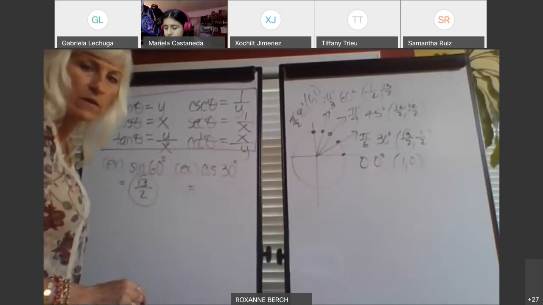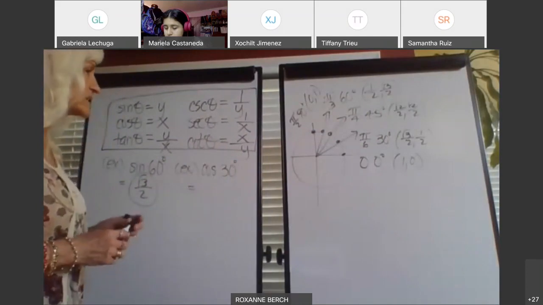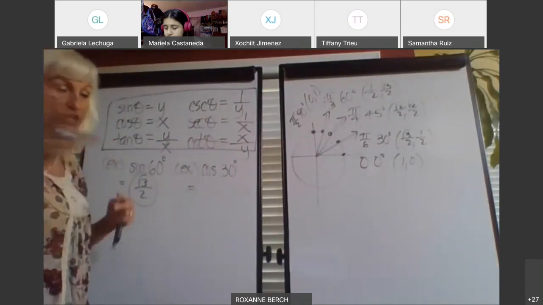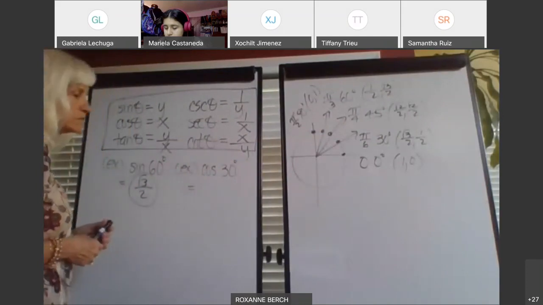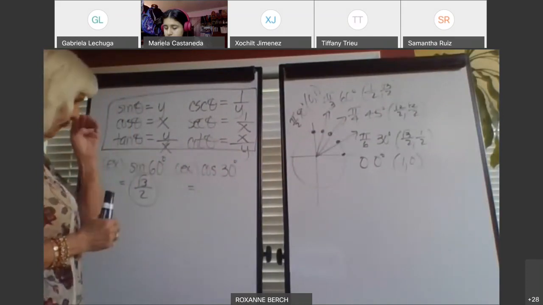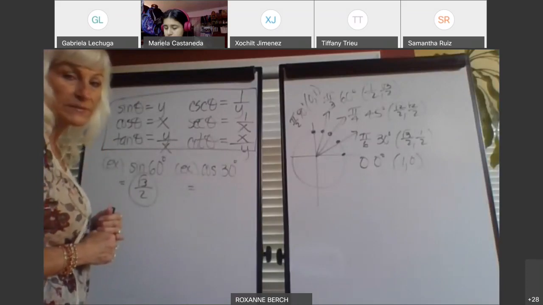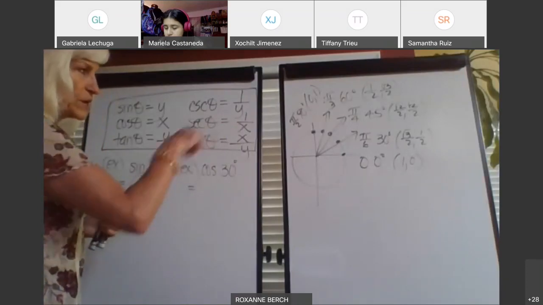Ready? I want you to answer now, please. So I want this to be interactive, and then we're going to do some problems. You're going to do some problems. What's the cosine of 30 degrees? Go ahead, I'm listening. Cosine of 30 degrees.